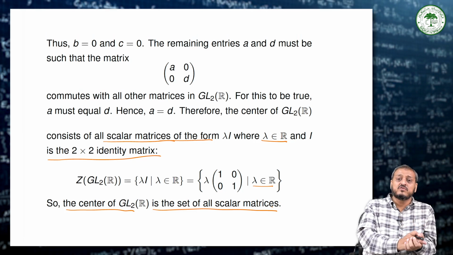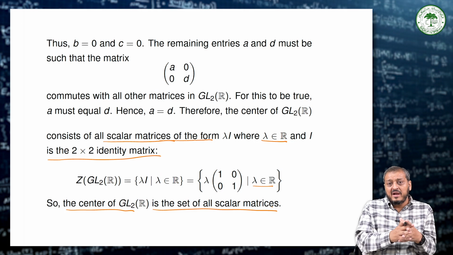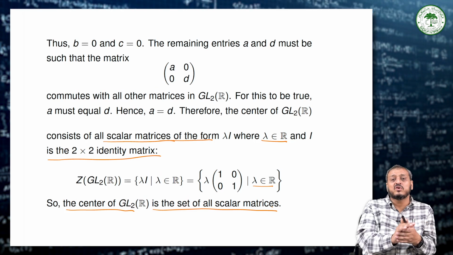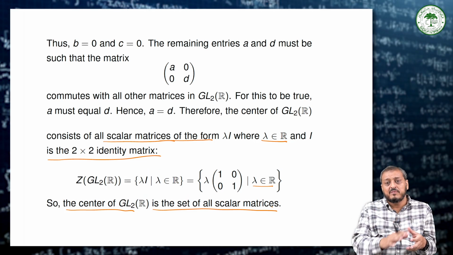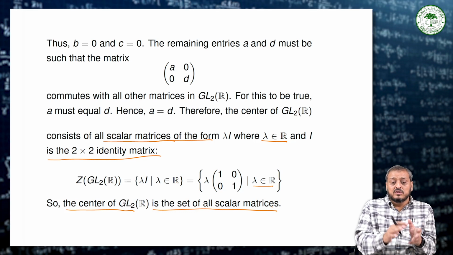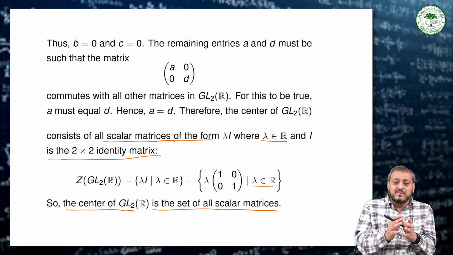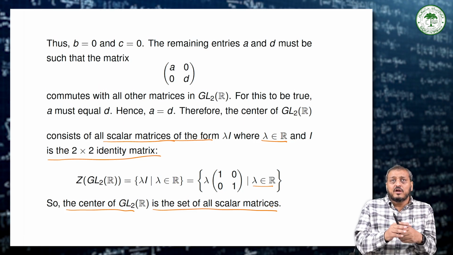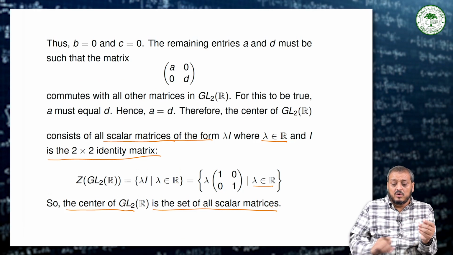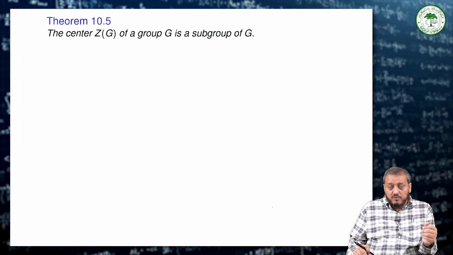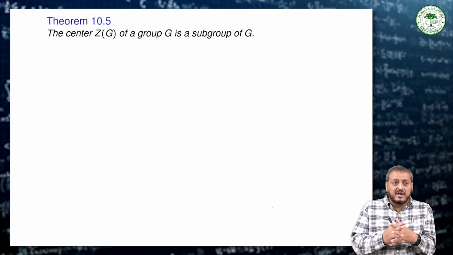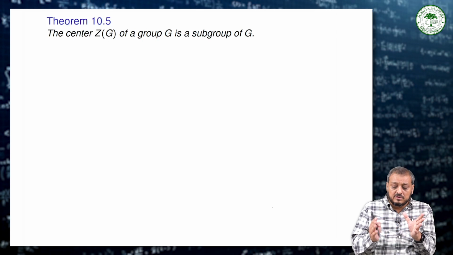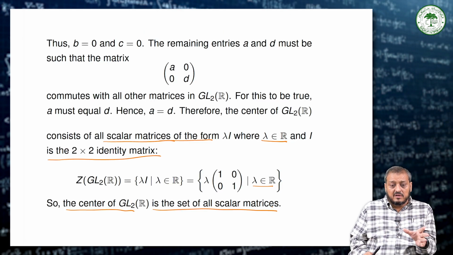This is the matrix which, if we multiply it with any matrix, commutes with every other matrix of GL2R. So this scalar matrix is the center of this GL2R. So now we have to show that the center of this... okay, this is clear.